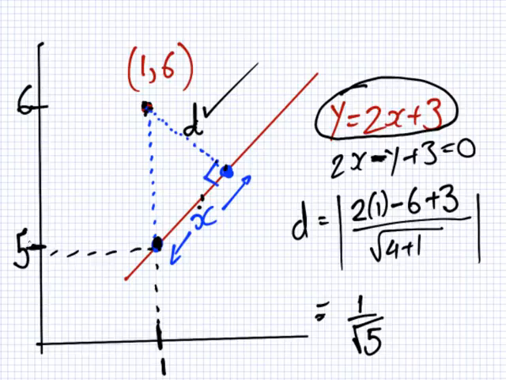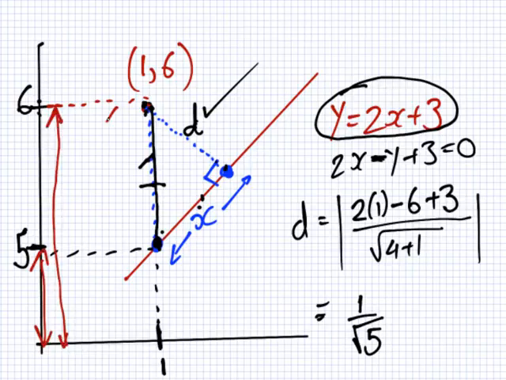So if this is 5 and this is 6, how big is this side? 1. Here to here is 5, here to here is 6, so this distance is 1. Just 1, not 2. Okay. Right.